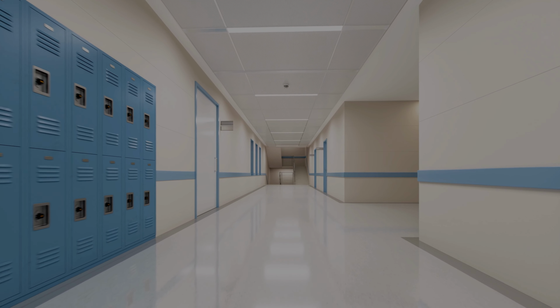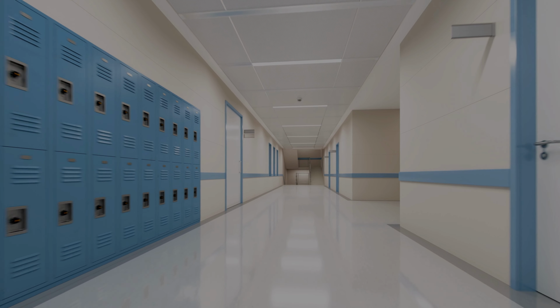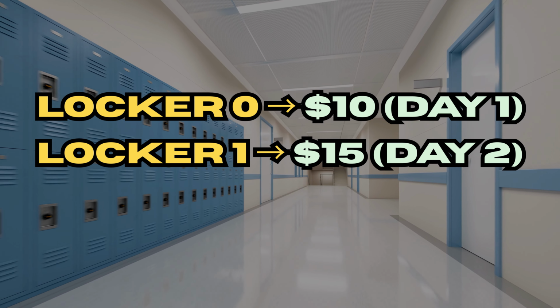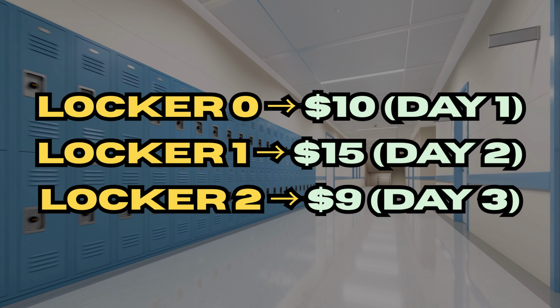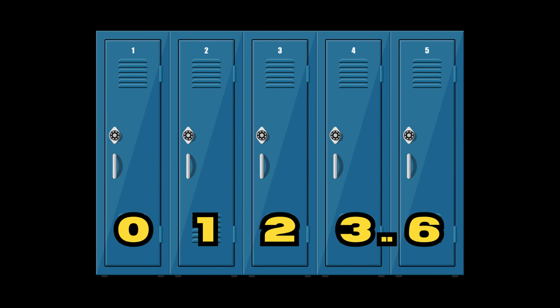Example, school lockers. Think of an array like lockers in a school hallway. Locker 0, $10, day 1. Locker 1, $15, day 2. Locker 2, $9, day 3. And so on. Every locker has a number called an index. Indexes start at 0, not 1. So the first locker is 0, second is 1, last locker is 6.